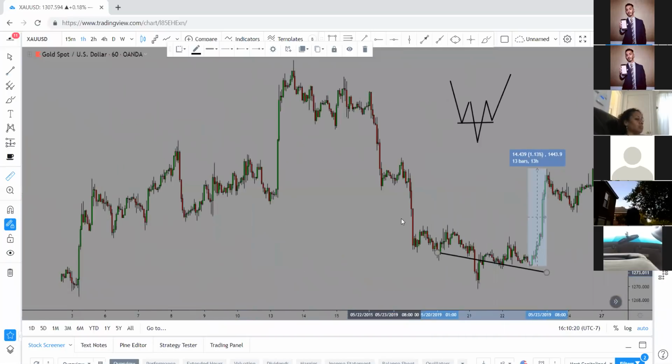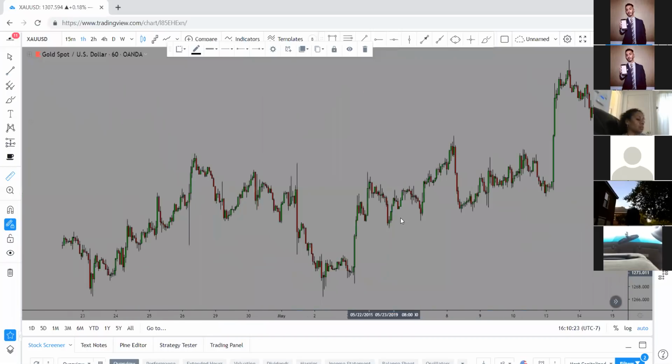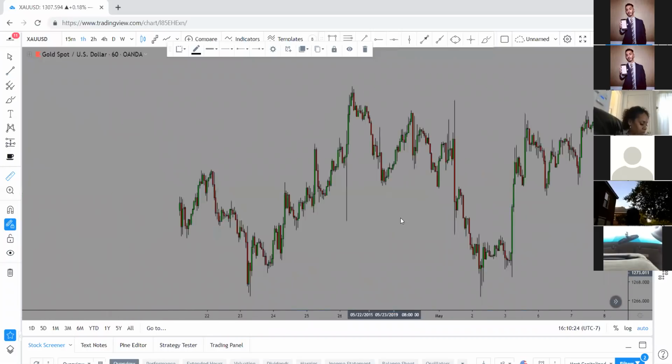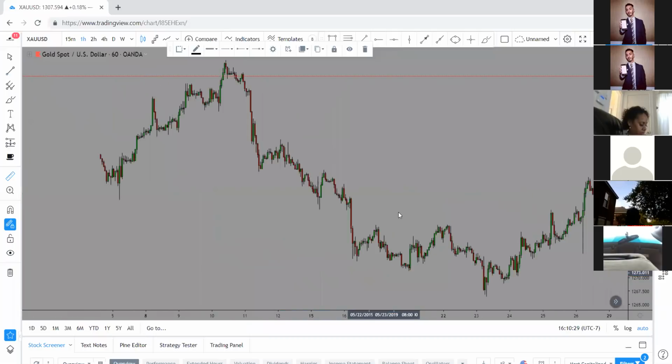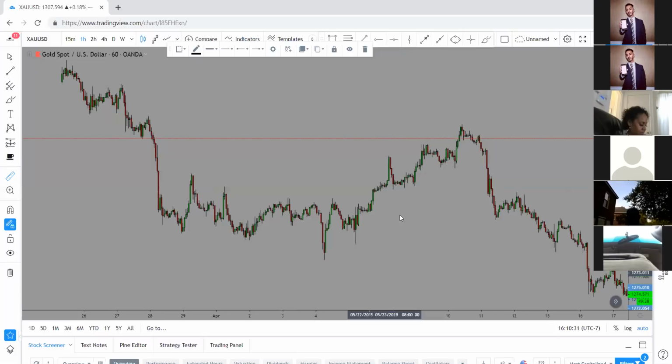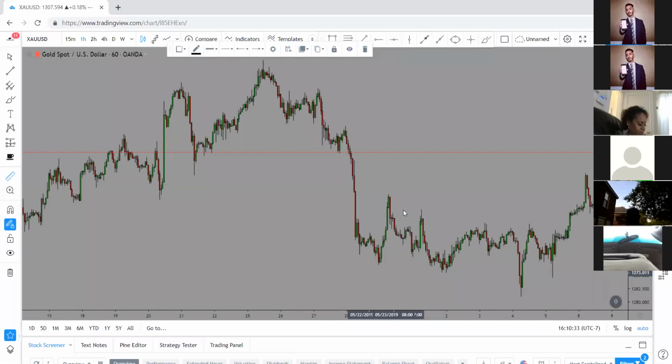Let me see if I can find a normal head and shoulders pattern for you guys to look at. Start to train your eyes to see this though, because the more you see it, the more you'll be able to trade it, the more you will be able to identify reversals in the market.